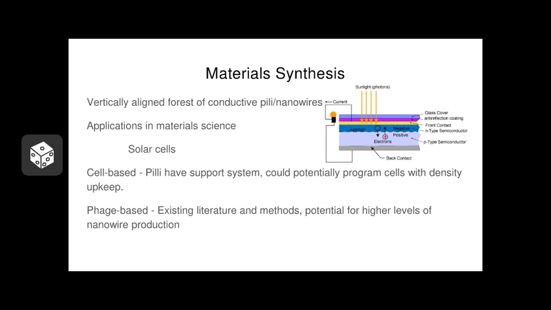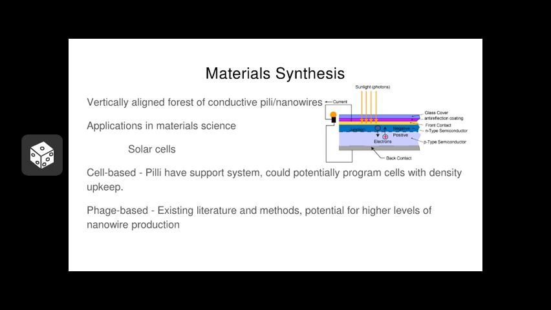If you notice on the diagram, there's an anti-reflection coating right underneath the glass cover. This is to make sure that the photons that come in don't get reflected back off the material that's supposed to be conducting them down and generating current. We had two potential ways to do this. One would be cell-based. The cell-based has some good benefits in that the pili could potentially have a support system.